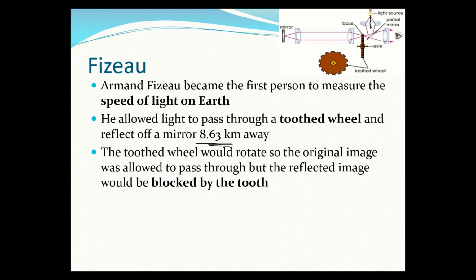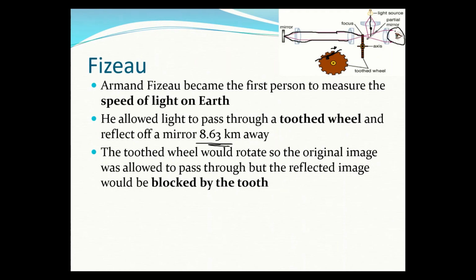So we take this light bullet, it would bounce off the mirror, and then it would go through one of the openings in the tooth here. It would go 8.63 kilometers, bounce off this mirror, go 8.63 kilometers back. And if this toothed wheel was spinning at the exact right frequency, when that beam of light came back, it would try to go through the same opening, but the toothed wheel would have rotated just a little bit, so it'd be blocked out, so we'd see no image here.